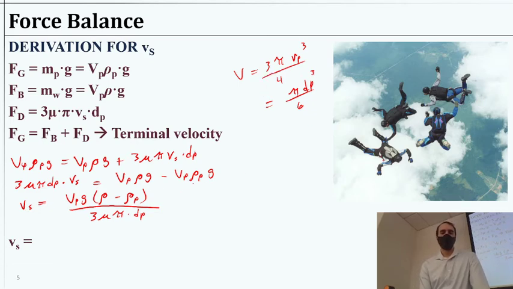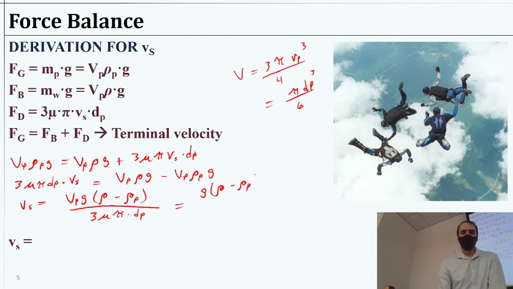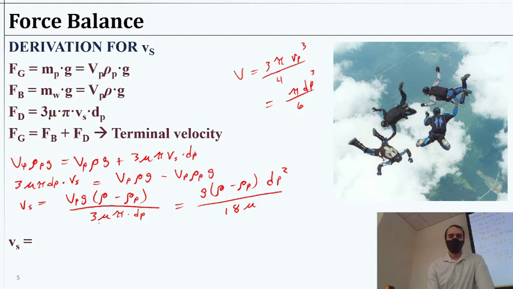Okay, so with that, we can take our volume term here and simply insert pi dp cubed divided by 6. That's going to tell us that we have g, and I'll fill in the other parts in a moment, times rho minus rho particle. We have dp cubed, but there's a dp on the bottom, so this changes to dp squared, divided by 6 times 3 is 18 mu. The pi's cancel, and that dp we already canceled. So that's going to be our end equation.